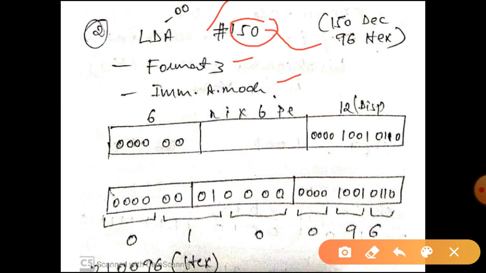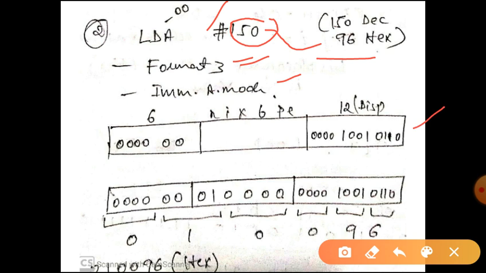One more point, while solving this problem, keep a calculator with you, a scientific calculator that supports hexadecimal calculation and conversion. That is what is required during the exam while solving problems based on this topic. So you convert 150 to hexadecimal, that is 96. Since it is immediate addressing mode and format 3, you write this.